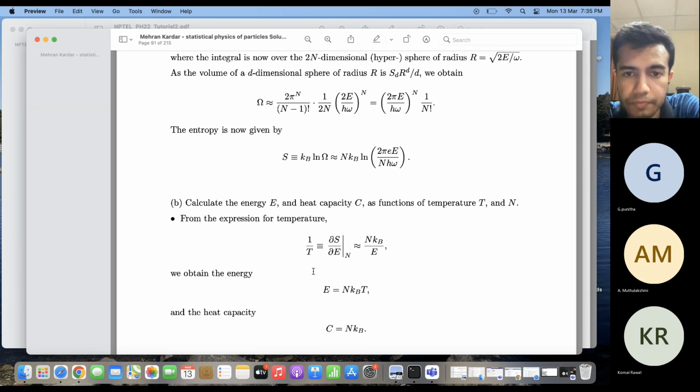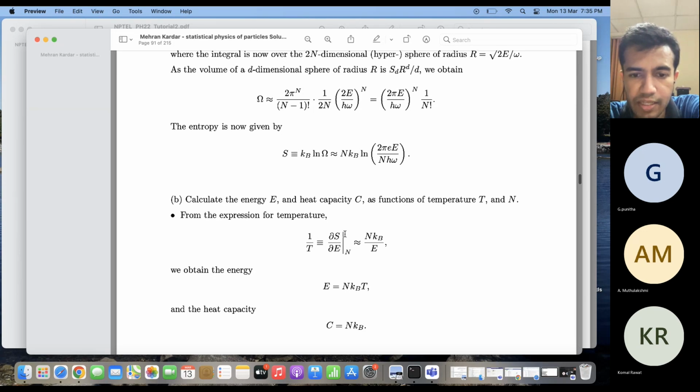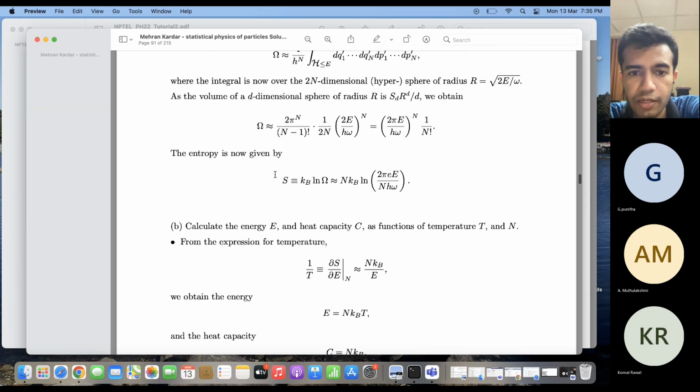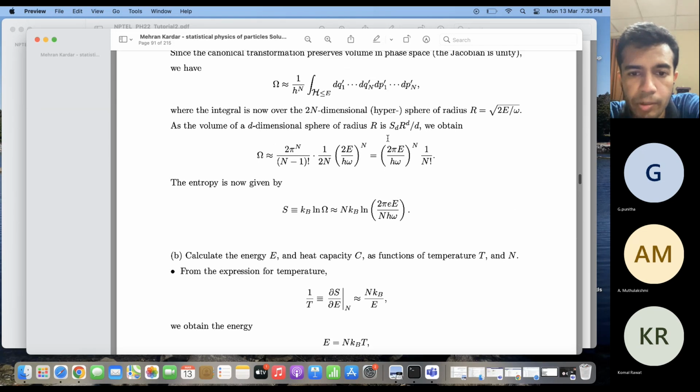Once this is done, I can also calculate the energy and the heat capacity as functions of temperature and n. I know that del S by del E is equal to 1 by T. Since S is given by this expression, del S by del E is equal to N kB by E, and we obtain E equal to N kB T. By the way, while deriving the simplified expression of omega, we had taken the thermodynamic limit of N and E going to infinity. That's how we were able to simplify this expression of entropy over here. All right.